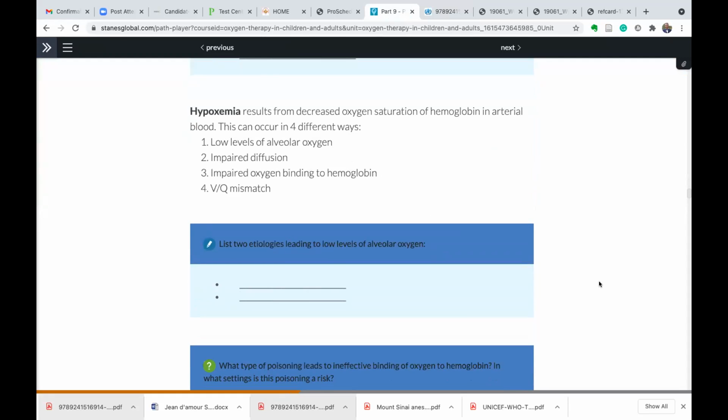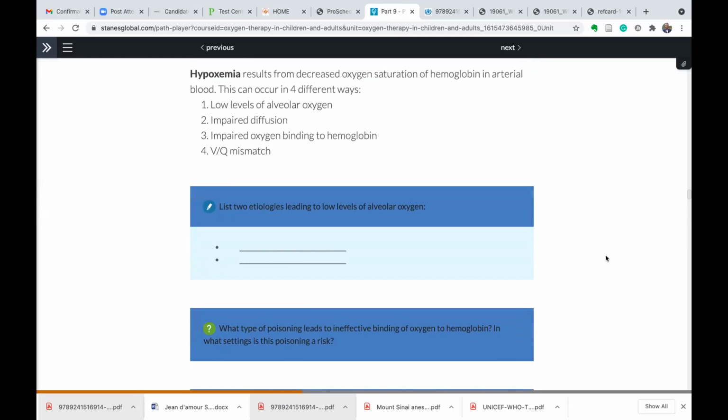Yeah. So let us remind ourselves of the pathophysiology of hypoxemia. Remember, hypoxemia is low oxygen concentration in the blood, and that can occur in 4 different ways. You can have a low level of oxygen in the alveoli. You can have impaired diffusion at the alveolar capillary membrane. You can have impaired oxygen binding to hemoglobin, or you have V/Q mismatch, ventilation perfusion mismatch. So those are the 4 common pathophysiological conditions.